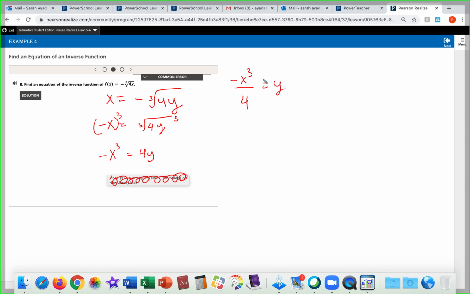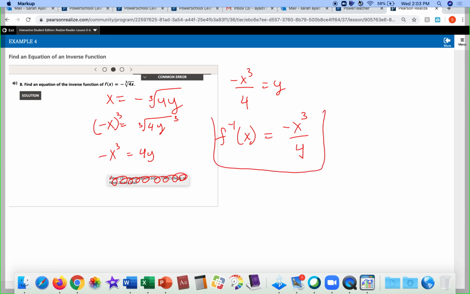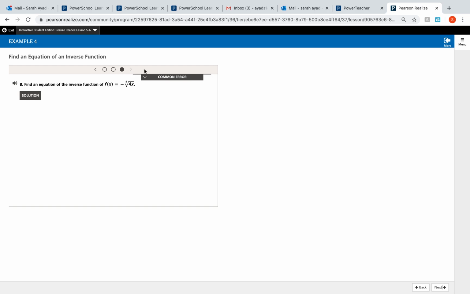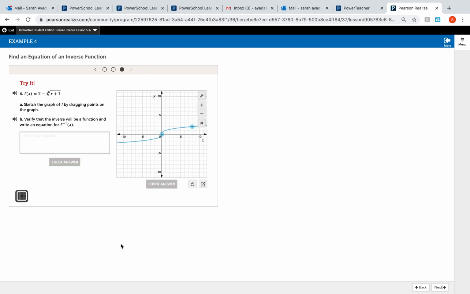Now that I've solved for y, this represents the inverse. So using inverse notation, instead of writing y equals, this is the inverse of f of x. And that's it. So basically, switch x and y, solve for y. All right, pause this video and try it for in your student companion.